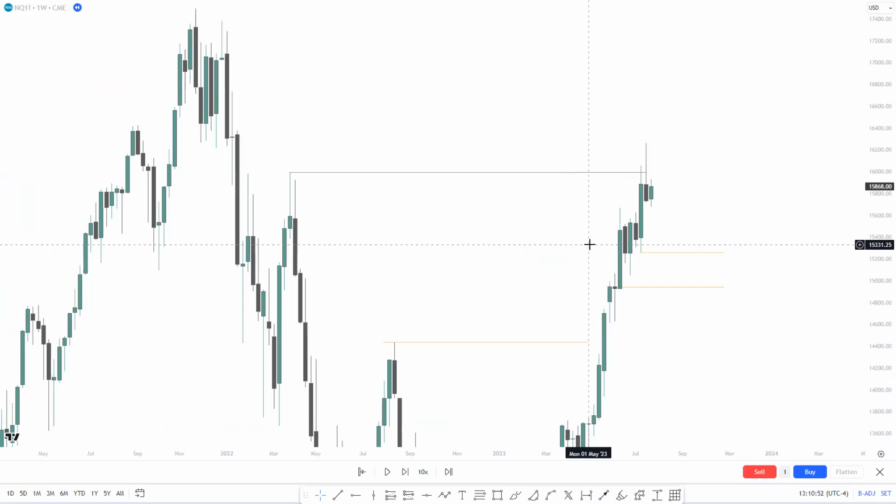So this is how we use it for our bias. You have to be on the weekly and the monthly chart if you want to use it for your bias.